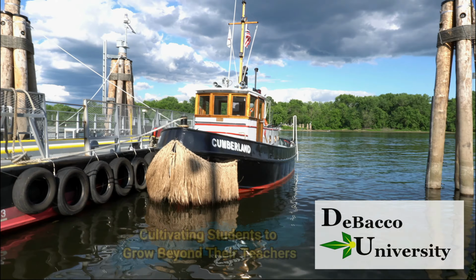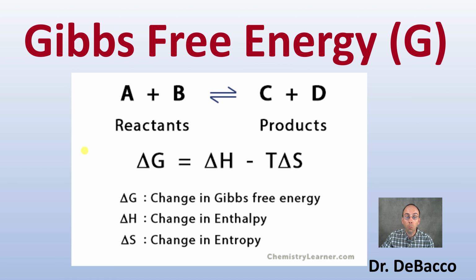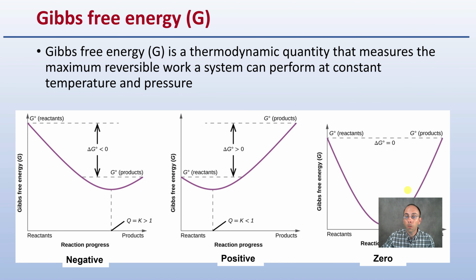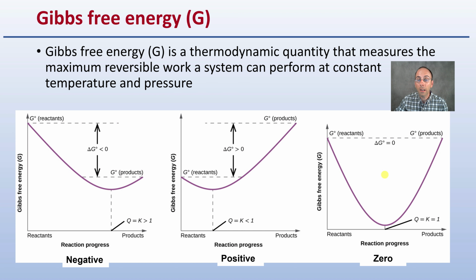All right, so when we're looking at Gibbs free energy, we're going to be looking at a comparison between reactants and products. We're going to bring in terms like entropy and enthalpy to apply to this equation. So first off, Gibbs free energy, G, is the thermodynamic quantity that measures the maximum reversible work a system can perform at a constant temperature and pressure. I know that sounds very confusing, so let's look at whether that's a positive, a negative, or a zero value, and what that looks like graphically. Maybe that'd be an easier way to understand it.